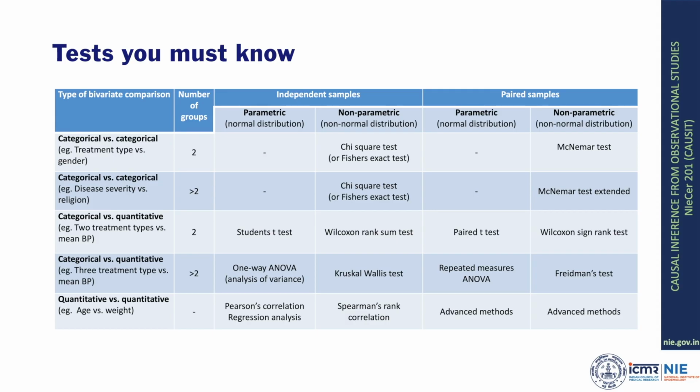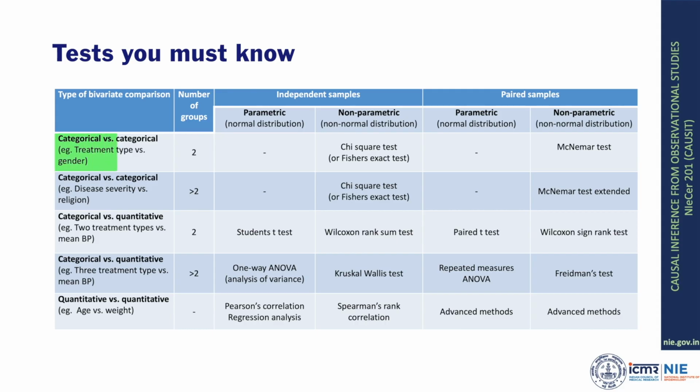So in order to make things easier for you, I have prepared this table which you can use as a ready reckoner when you are trying to decide a statistical test. The rows in this table show the type of comparison you have, and the columns show what tests to use depending upon whether it is an independent sample or paired sample, and whether it is normally distributed or not normally distributed. So let us take one by one and see how it goes.